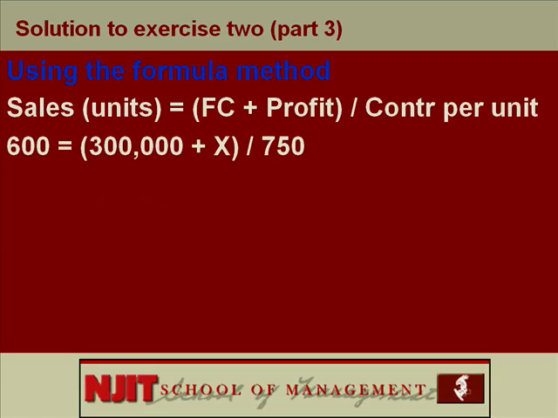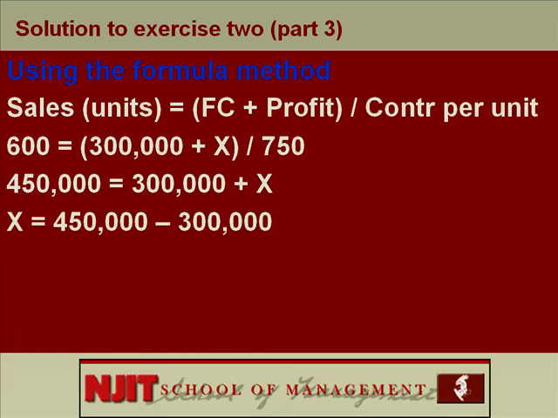sales in units is 600. The fixed cost is 300,000. The profit is what you are trying to figure out. Take it as X. The whole thing divided by contribution per unit, which is 750. Now, it's high school algebra. You got to solve for X. So, 450, when you times both sides by 750, 450 is equal to 300,000 plus X, and X equals 150,000. Same answer.